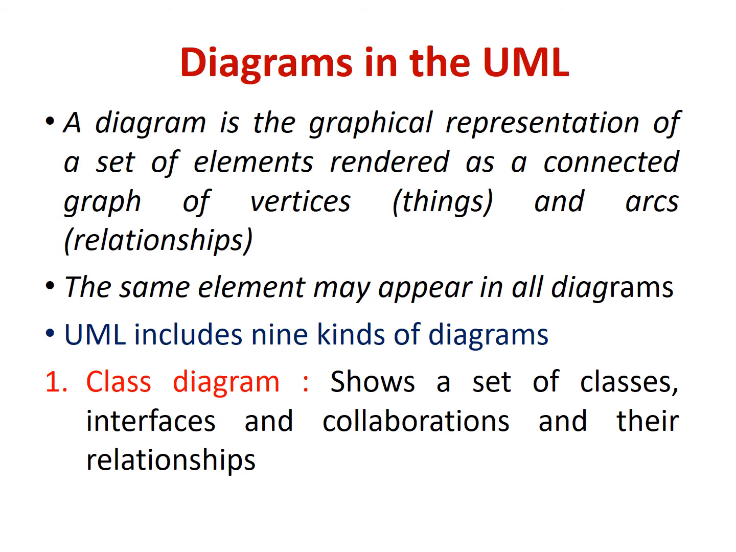UML includes 9 diagrams. The first one is the class diagram, second is object diagram, next use case diagram, sequence diagram, collaboration diagram, state chart diagram, activity diagram, component diagram, and deployment diagram. The class diagram shows a set of classes, interfaces, and collaborations and their relationships. These diagrams are the most common diagrams found in modeling object-oriented systems.